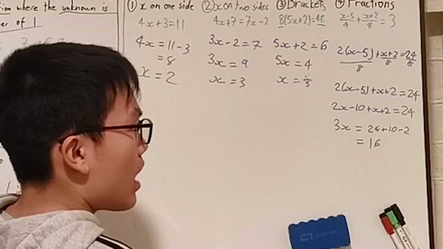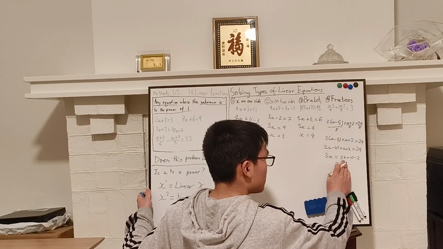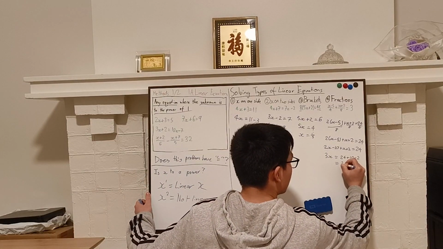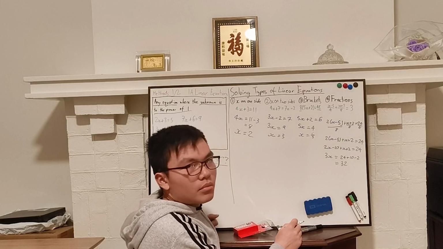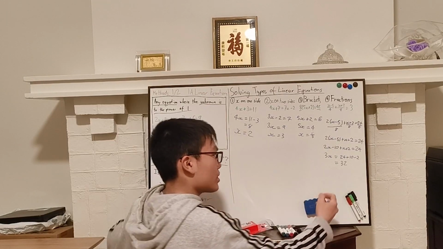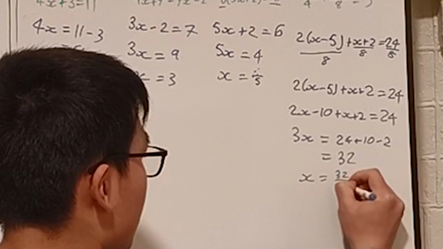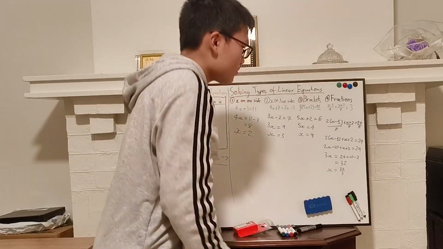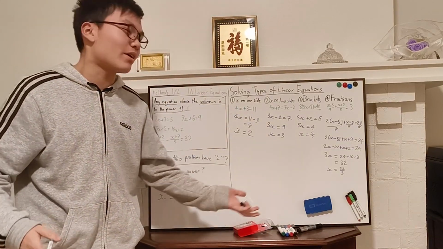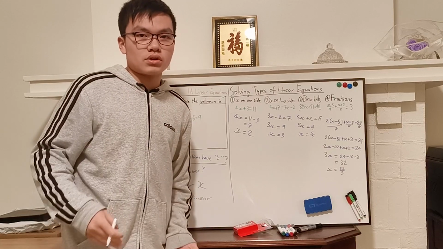Yep, 16. Is it? No, it's not 16. Hold up. That's going to be 32, not 16. We're not subtracting time. Anyway, from here we can just do x equals 32 over 3. We got there in the end, but pretty simple stuff, right? And those are the kind of types of equations you're going to find.